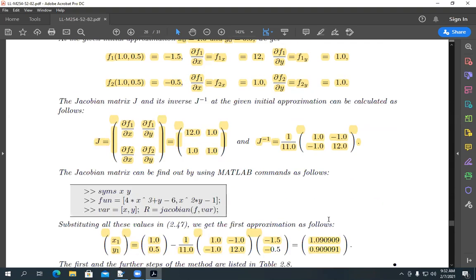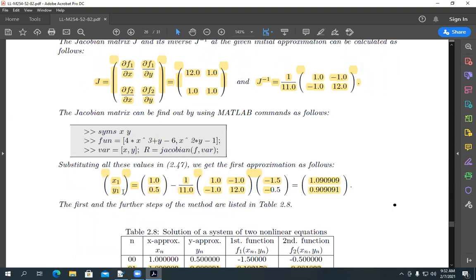Now you have everything ready for the formula. Put n equal to 0 in the formula, you have x1, y1, which is equal to x naught given by the teacher, y naught given by the teacher, minus J inverse. You just calculate it here, and f1 and f2 you just calculated by yourself. Then use calculators, simplify this expression, inshallah, you will get the first approximation of the root of the system with the help of Newton method.